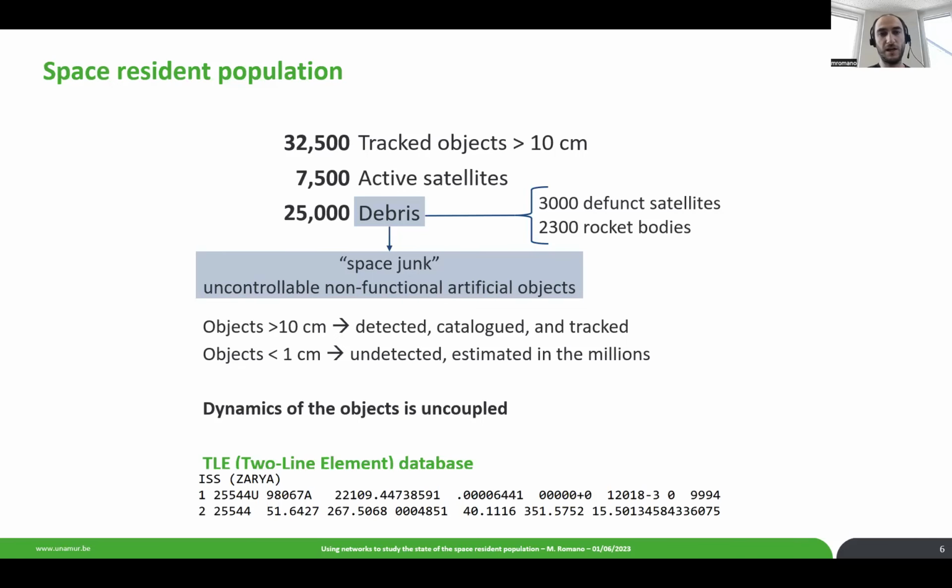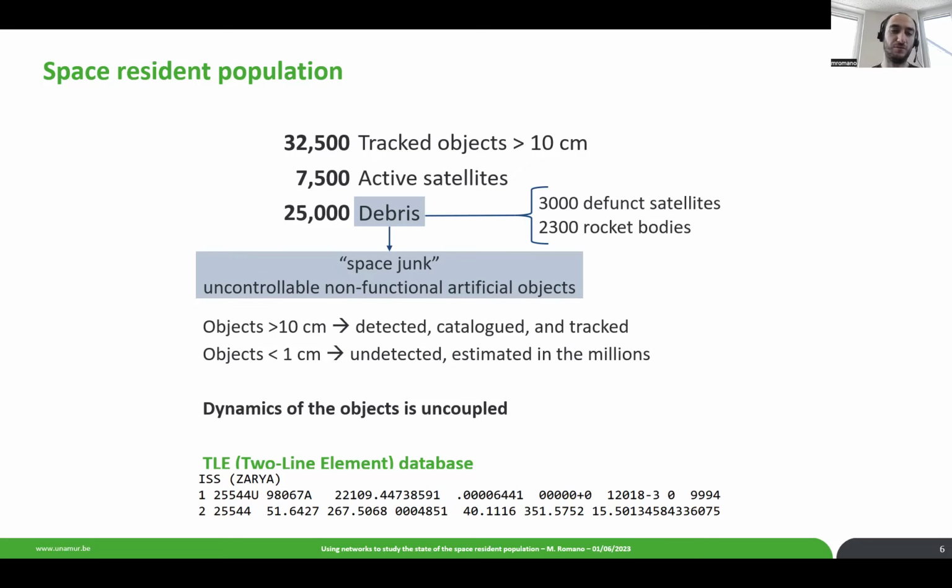So, as I was saying, the space resident population is composed of more than 30,000 objects that we can track, via, for example, telescopes or radio telescopes, of which we can compute the trajectory, and which we can catalog. Most of them are actually debris. Only a fraction of them are active satellites up to date. Debris are what is normally called space junk, so artificial objects that are uncontrollable, whether it is a whole satellite after it has finished the fuel that it needs to operate, or a small piece a few centimeters long.